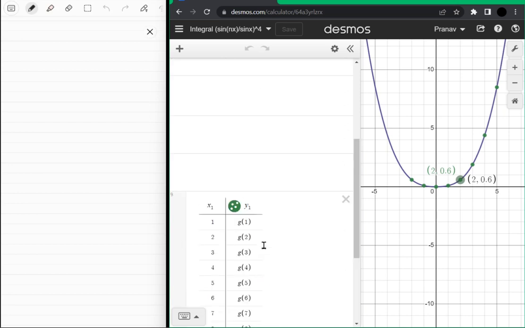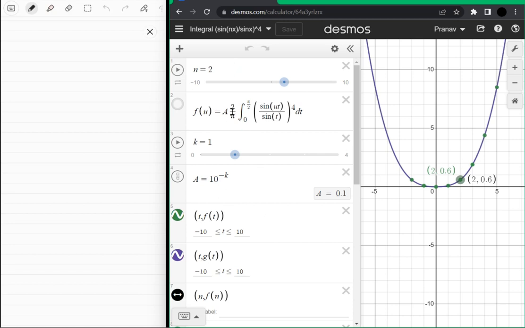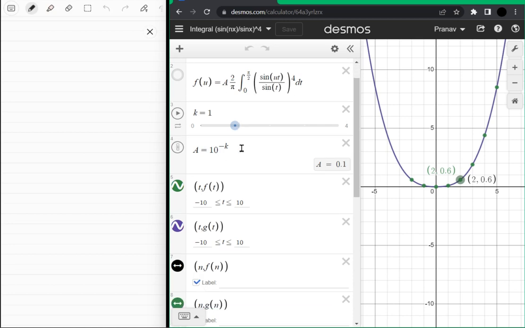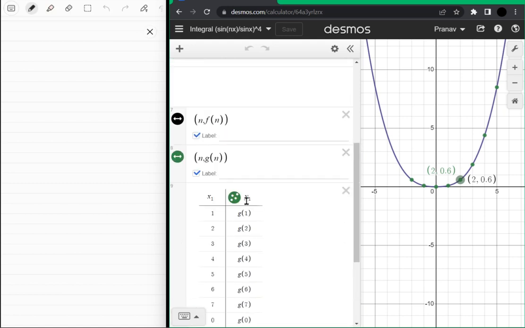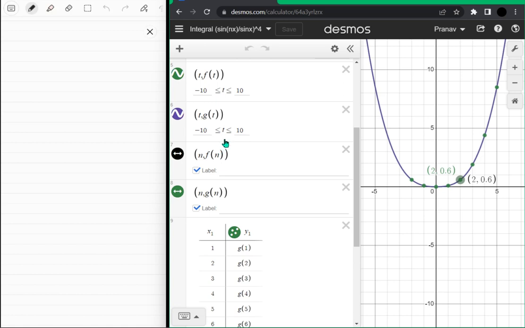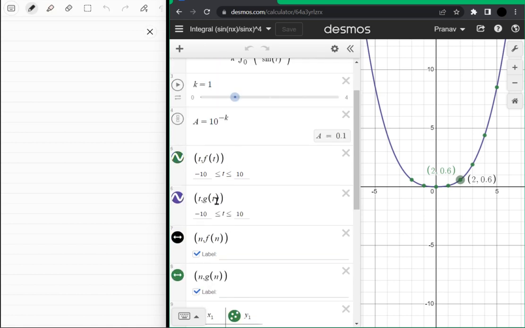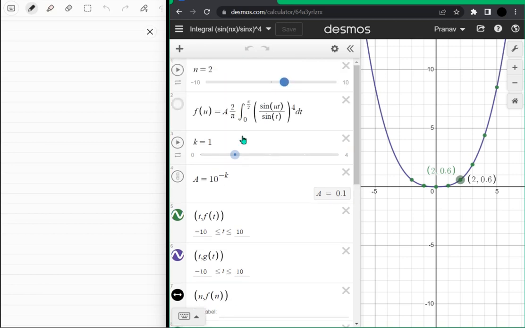My claim is that this function in u, 2 upon pi, integration, all that stuff, is in fact identical to this function, mod of u times 2u square plus 1 upon 3. I even graphed it out. I graphed tf of t and tg of t from -10 to 10 and negative 10 to 10 once again. And then I have nf of n, which is a variable point, so it varies with n. K is just a to make it more manageable. Let's start with this.